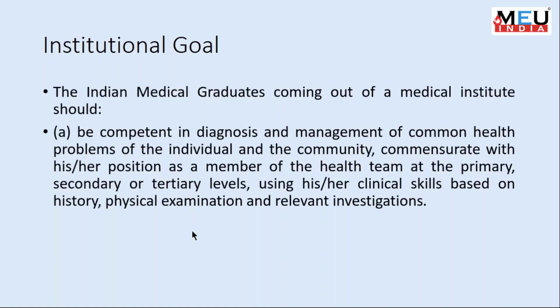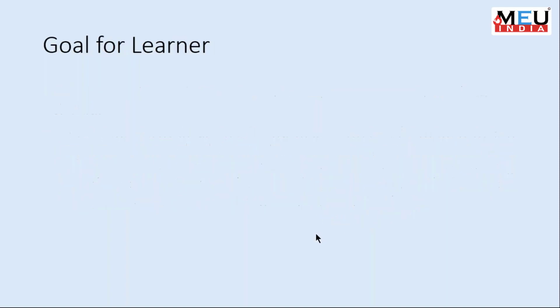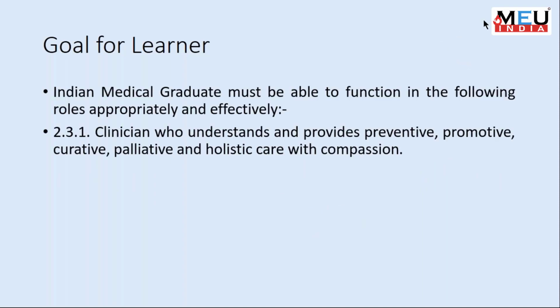Institutional goal: the Indian medical graduate coming out of medical institute should be competent in diagnosis and management of common health problems of the individual and the community, commensurate with his or her position as a member of the health team at the primary, secondary, or tertiary level, using his or her clinical skills based on history, physical examination, and relevant investigations. Learner, that is goal for the learner or the role: IMG must be able to function in the following roles appropriately and effectively. 2.3.1, clinician who understands and provides preventive, promotive, curative, palliative, and holistic care with compassion.